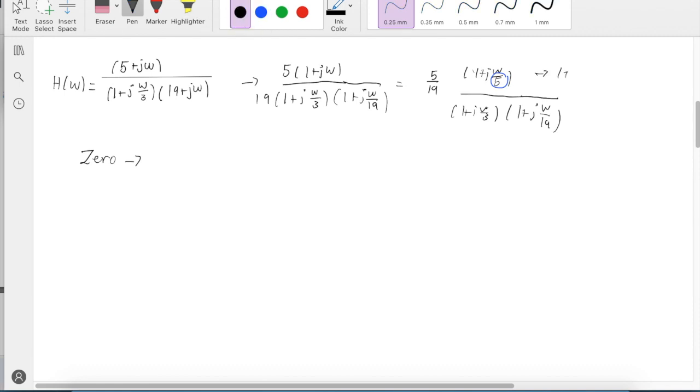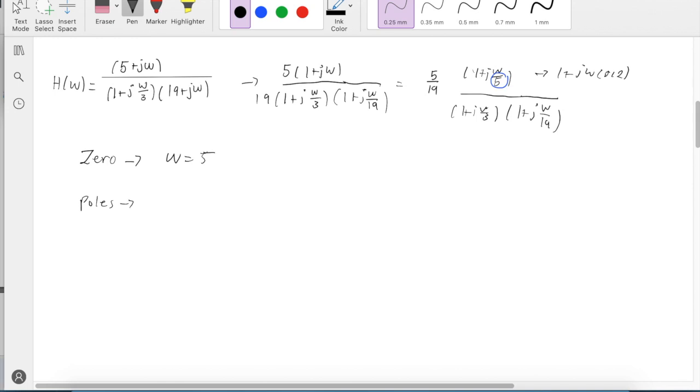So say you have 1 plus jw 0.2. If we have it in this form, we have to change it to 1 plus jw over 5, because 0.2 is equivalent to 1 over 5. We always look at what is in the denominator of the complex number part. So in this case, for the zeros, it's always going to be the frequencies in the numerator. So in this case, we have one at w equals 5.